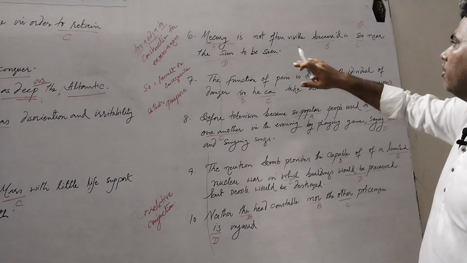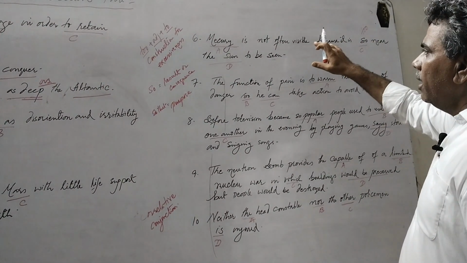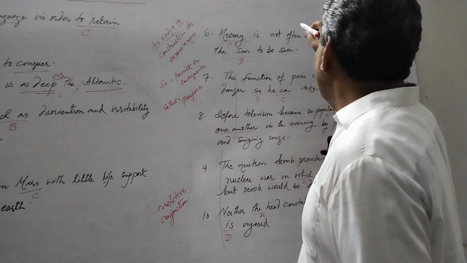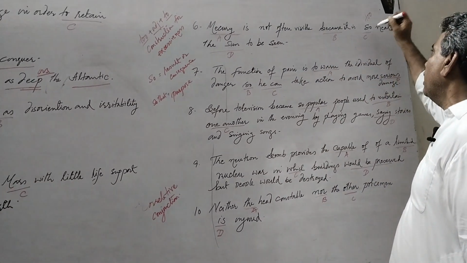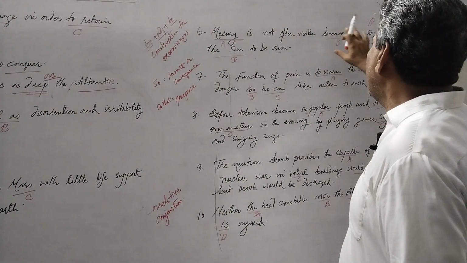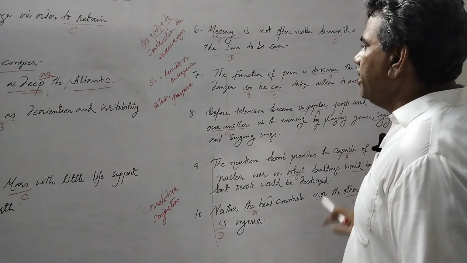It means that we cannot see Mercury because it is too near the sun, and due to its light, we cannot see Mercury. So we should remove so from here and keep too here. The sentence will be correct: Mercury is not often visible because it is too near the sun to be seen.